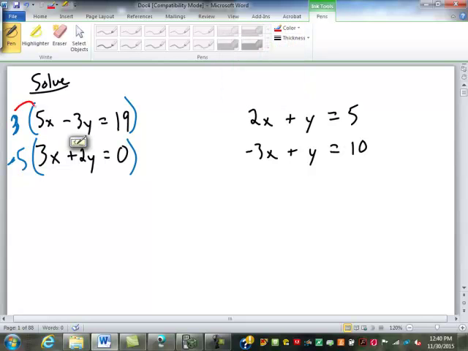So on top, we have 3 times 5x makes 15x. 3 times negative 3 is negative 9y equals 3 times 19 is 57. Any questions so far?